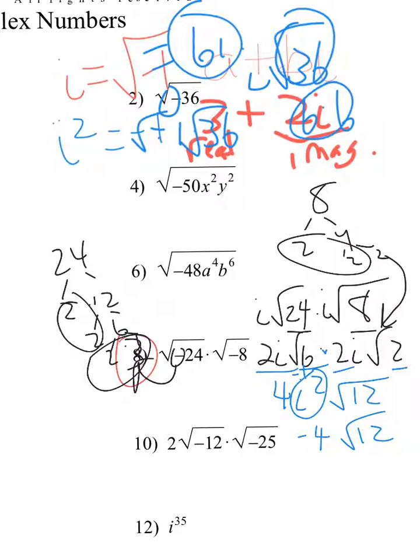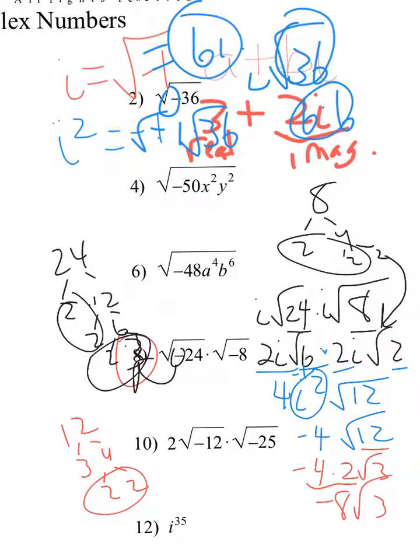But now we have to say, can I simplify what's under the radical? Well, if I break 12 down, 12 is 3 times 4, 2 times 2, got a pair of 2's, so I'm going to pull that out into 2 radical 3. And then I have this -4 out in front, so these two have to get multiplied together. It's -8 radical 3.